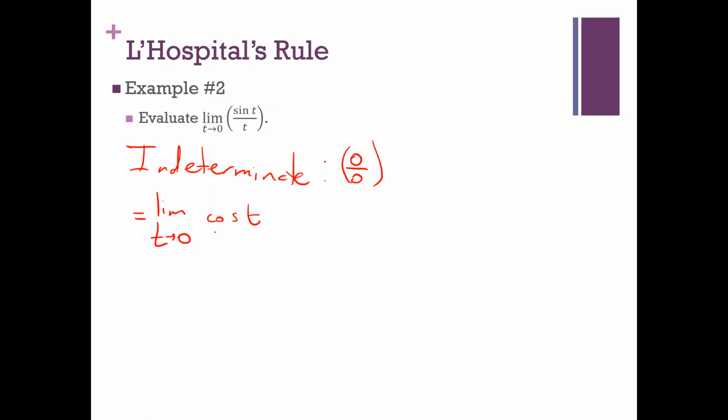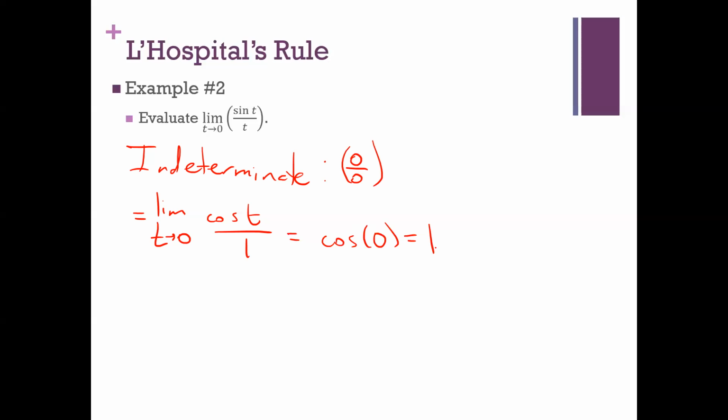Cosine of t over 1. So yes, the derivative of sine of t is cosine t. Derivative of t is 1. Is that a limit I can get to? What is that limit? It's 1. Why is it equal to 1? Because cosine of 0 is 1, divided by 1. Yep.